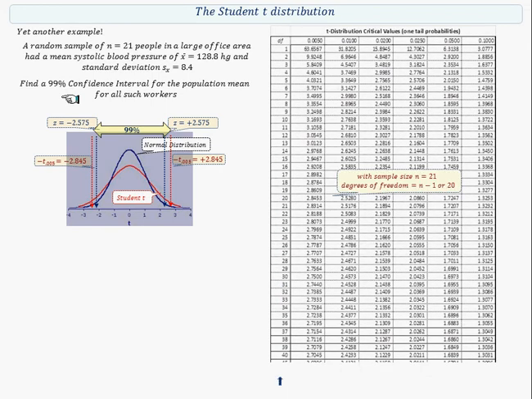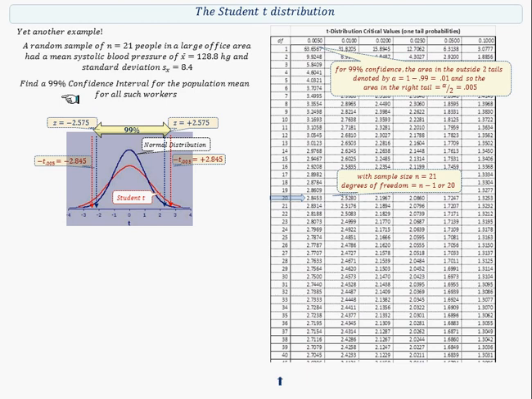Now those come from the table of the t distribution probabilities. We're saying with a sample size of 21, your degrees of freedom is 20, and we want 99% confidence. So the area in the two tails is 1%, the area in one tail, the right tail, is 0.005. And looking at that, we see the critical value is 2.8453. And so that's where that comes from.